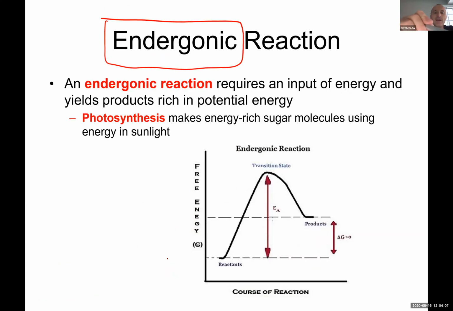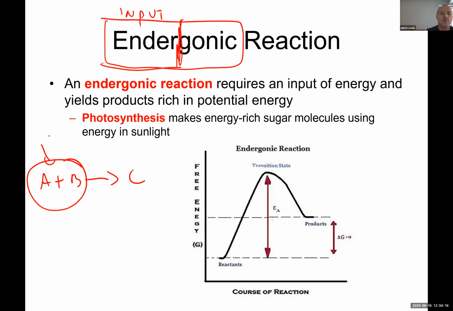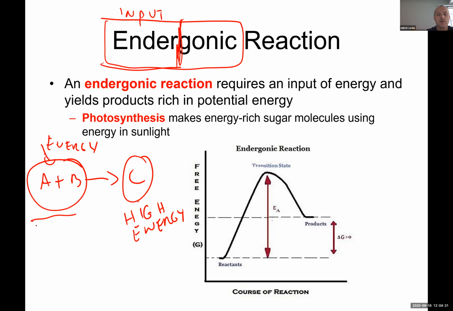When you talk about an endergonic reaction, basically energy goes inside, you input it. So here it's the opposite. A plus B turns into C. Here you input energy. When you input energy, the products have high energy because they picked it up. So the reactants have low energy and the products have high energy. This is called endergonic.